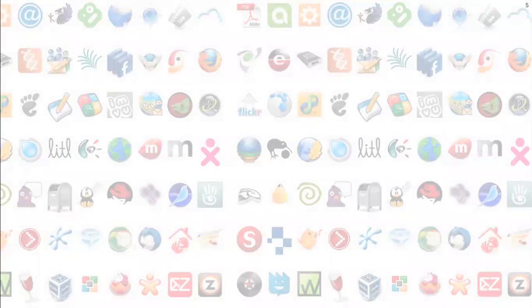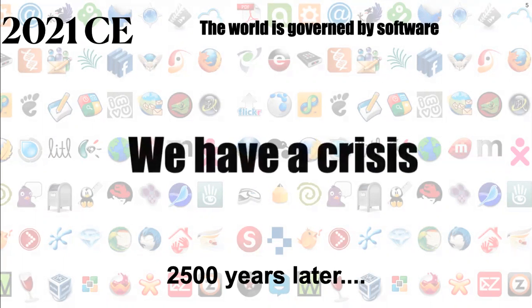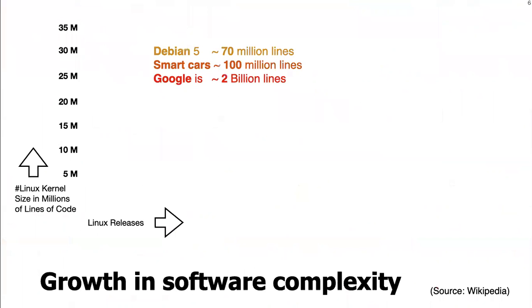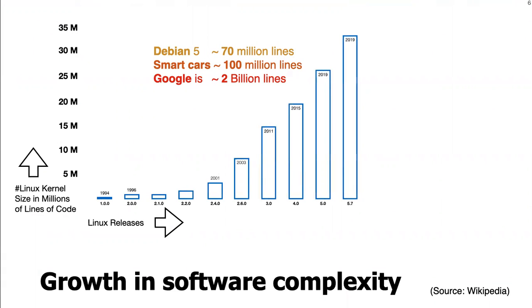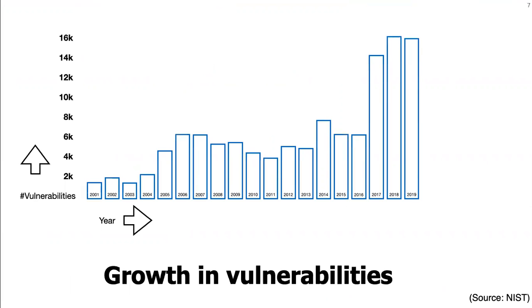And we are now in 2021, 2.5 millennia later. The world is governed by software and we face a crisis. As you all know, our software is growing in complexity. And this is the growth in size of the Linux kernel year after year and release after release. And of course, the number of vulnerabilities found also keeps up with the growth of our systems. And these vulnerabilities can be exploited by malicious actors, compromising the security and privacy of our users.